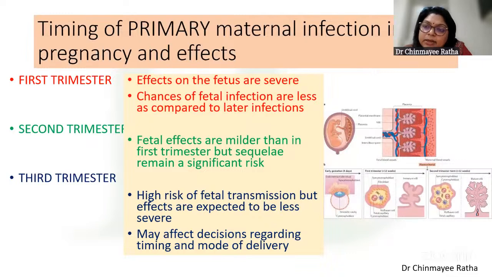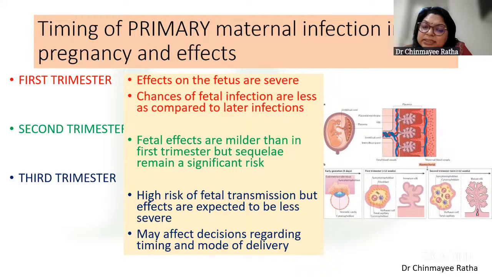The primary concept which we all need to remember is that the transmission is transplacental, and therefore in early pregnancy the chances of transmission are less, but if it gets transmitted, because the fetus is at a very, very early developmental stage, the effect on the fetus will be very severe.